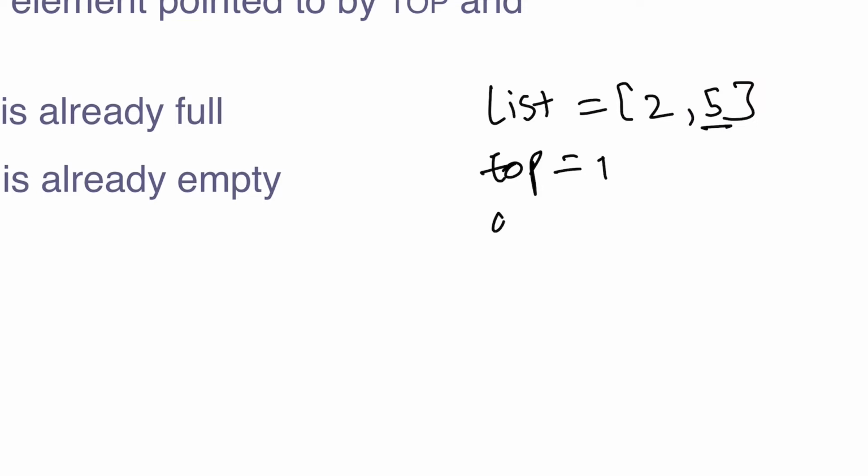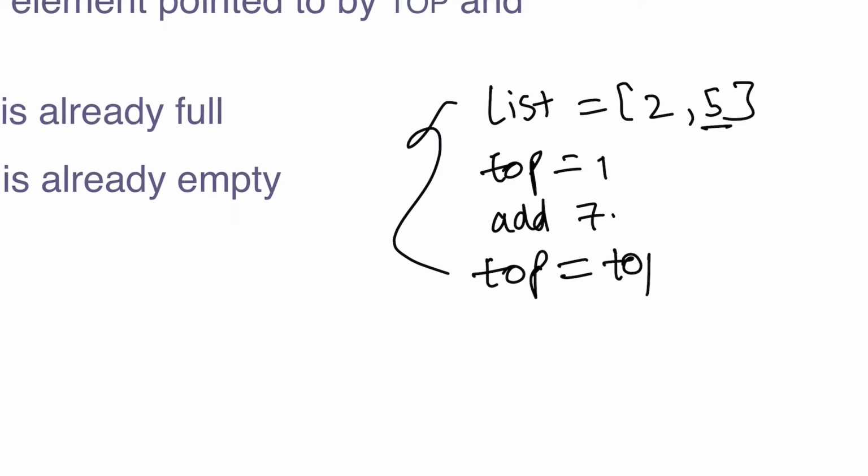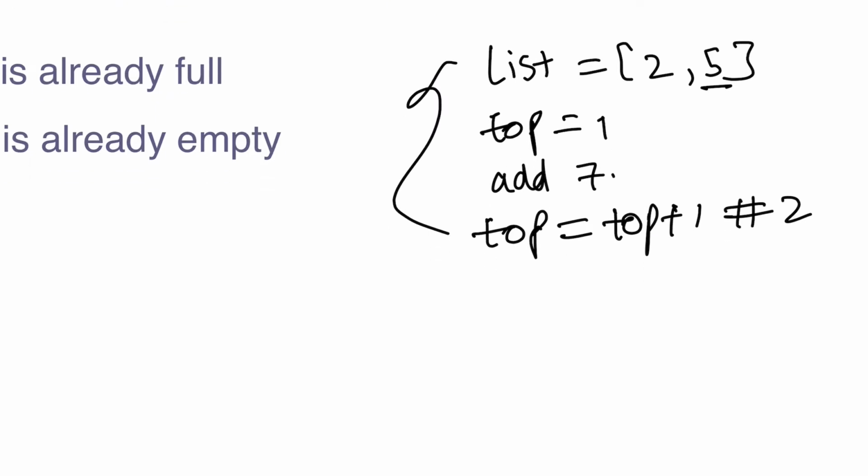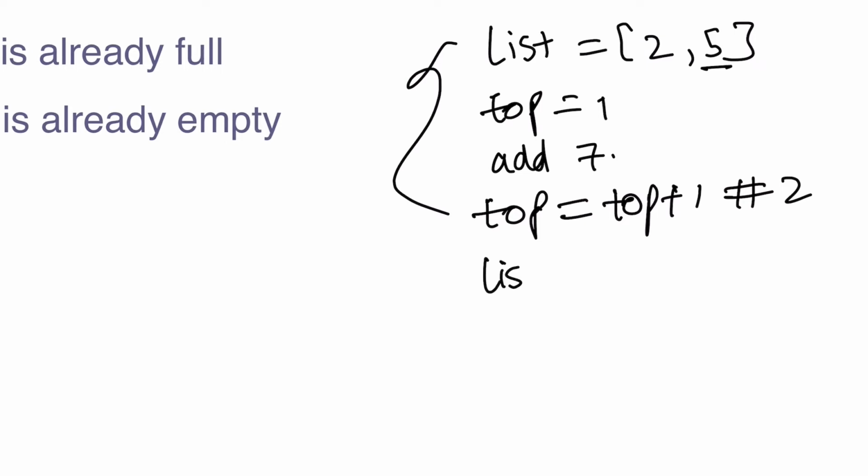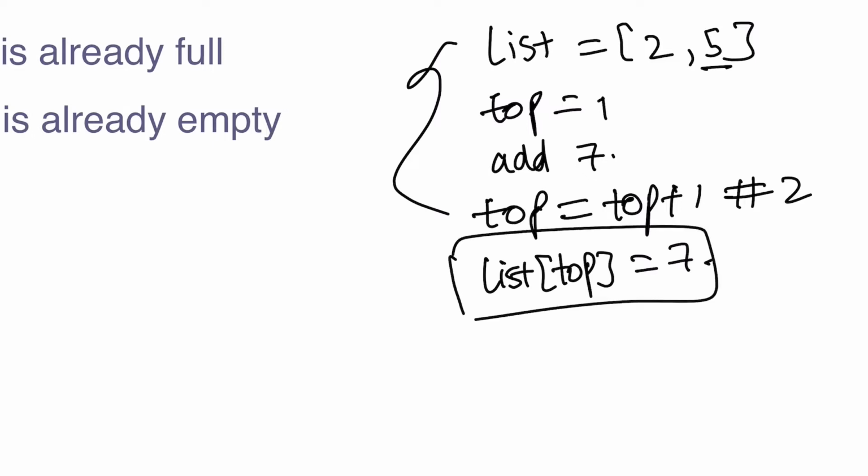In order to add 7, I'm not writing a program, I'm writing a normal algorithm. I have to first increment the value of top: top equals top plus 1. So now the new value of top is 2. Now I say list[top], where the value of top is 2, equals 7. So now I have added 7 at the top of my stack.